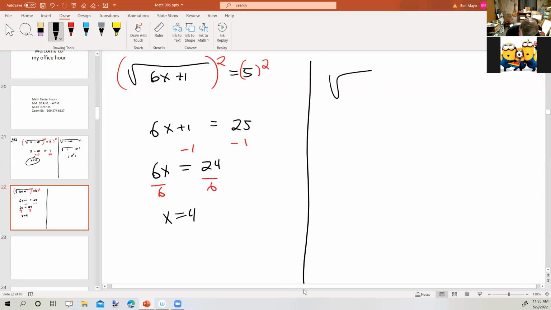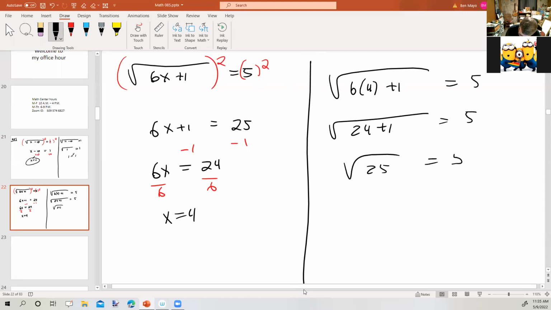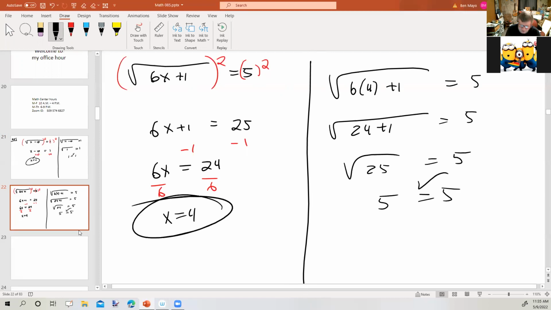Let's check our work. The square root of 6 times 4 plus 1 equals 5. The square root of 24 plus 1 equals 5. The square root of 25 equals 5. 5 equals 5. It checks. The solution, x equals 4, is correct. We okay with that? All right, let's take a look at another example.